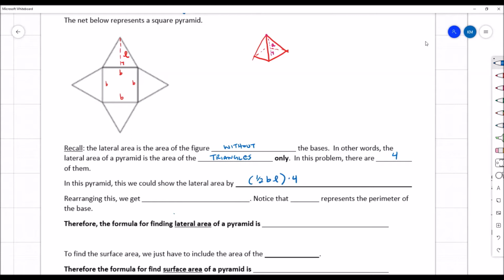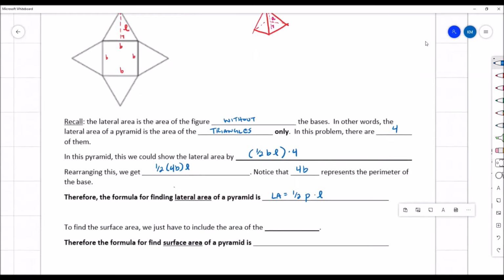If we rearrange this, we can write it as 1/2 times 4b times the slant height. Notice that 4b represents the perimeter of the base. So we get our formula for the lateral area of a pyramid: lateral area equals 1/2 the perimeter of the base times the slant height.